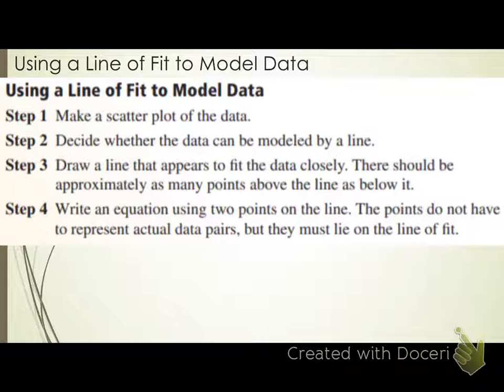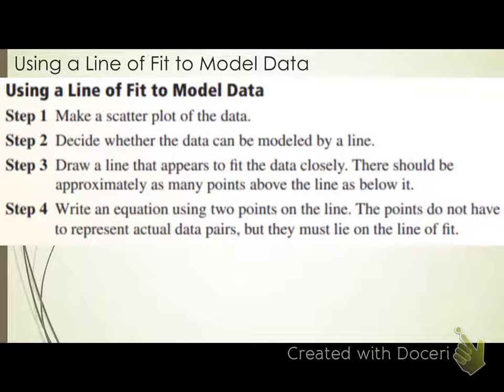The points do not have to represent actual data pairs. So like I said in step 1, you're going to be using the table of values or whatever they give you to create the scatter plot. What this is saying is the points that you pick that are on the line do not have to be points from your set of data. They just have to be on our line. They must lie on the line of fit.